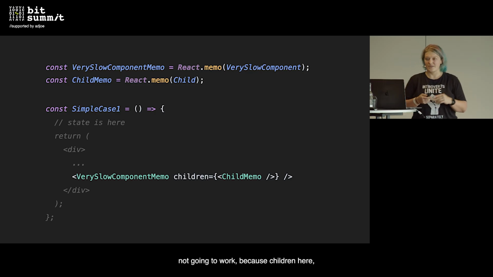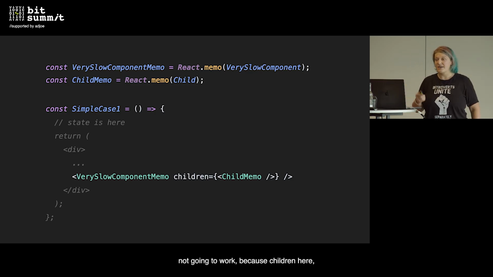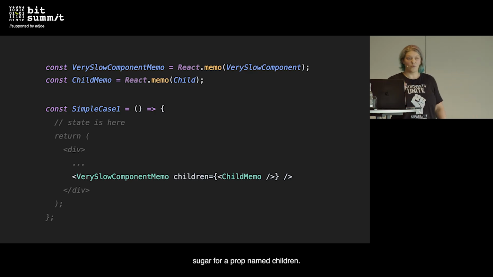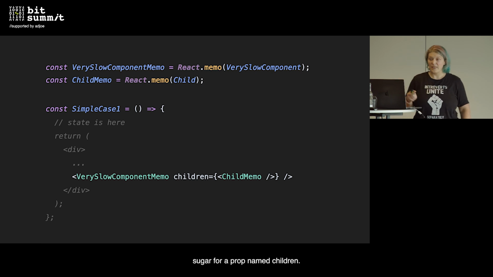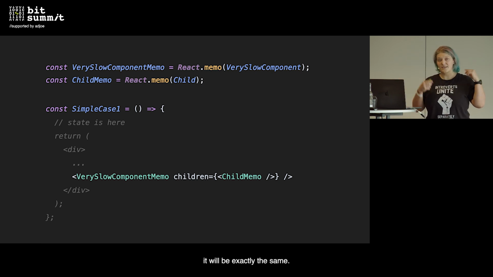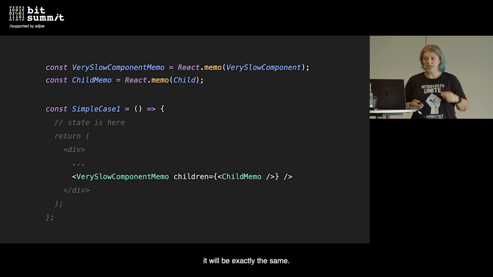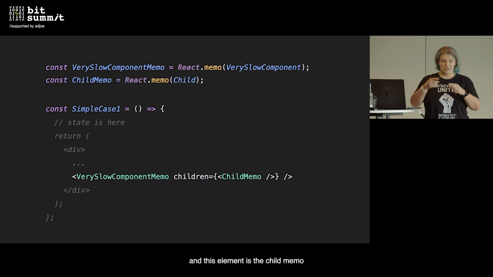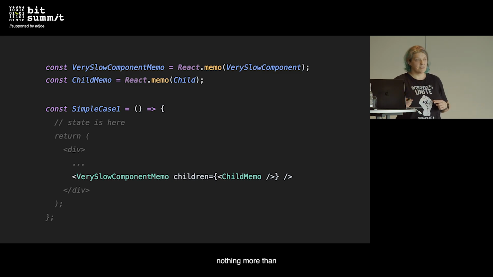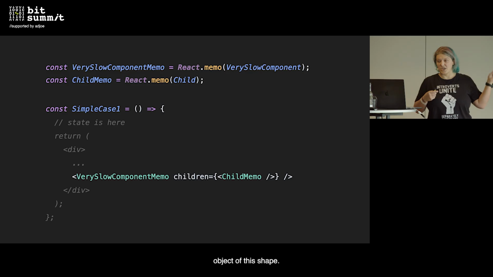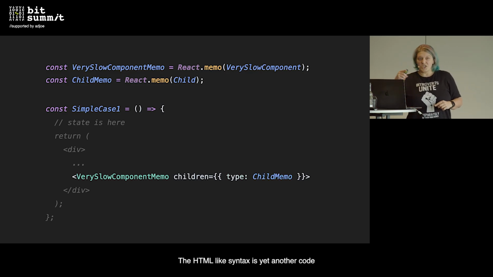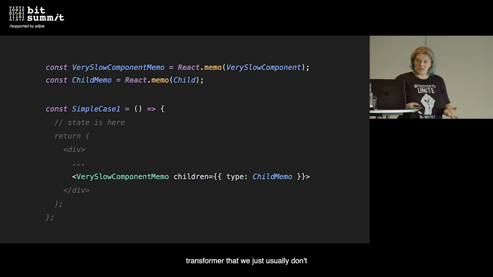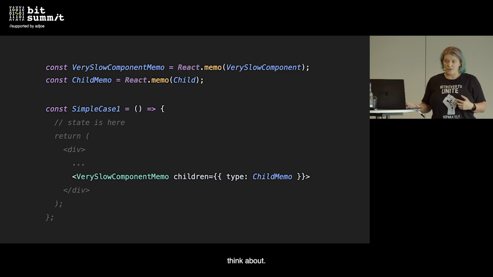Unfortunately, this is not going to work, because children here are nothing more than syntax sugar for a prop named children. If I rewrite the code like this, it will be exactly the same. This prop, children, contains an element. This element is the child memo that looks like an HTML tag. This is, again, nothing more than syntax sugar for an object of this shape. The HTML-like syntax is yet another code transformer that we just usually don't think about.